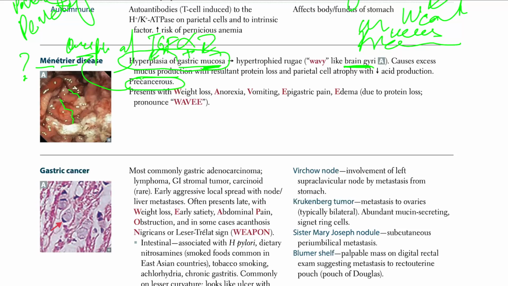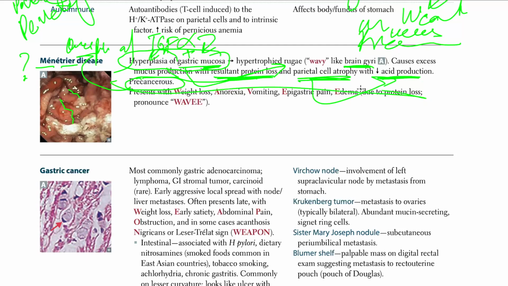They undergo hyperplasia. When they undergo hyperplasia, you get the formation of that hypertrophic rugae, or brain gyri-like structure, resulting in protein loss, because you're secreting and making so much, and parietal cell atrophy with decreased acid production. Whenever you have parietal cell atrophy, you have decreased acid production.